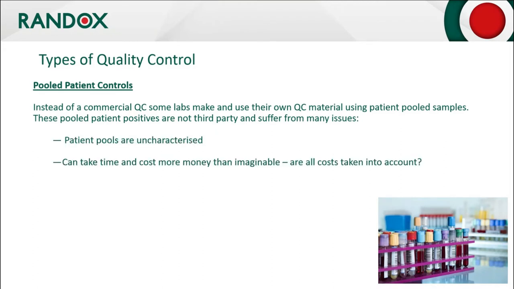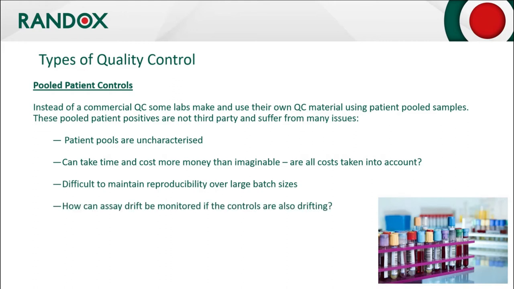They are uncharacterized. It can take a lot of time and money and staff manpower to make these. Therefore, you've got to bear that in mind in terms of purchasing against third party control. This can often be difficult to maintain reproducibility for the large batch sizes. And how can assay drifts be monitored if our controls are constantly drifting too?